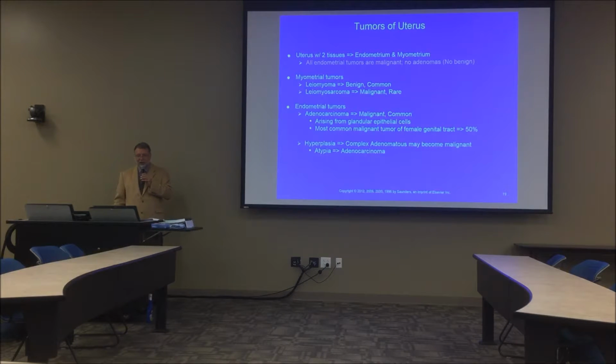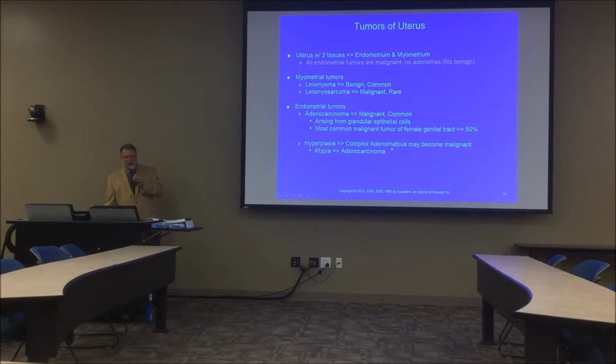The uterus will have 2 types of tissues, endometrium and myometrium. An important thing to remember when we talk about neoplasias is that endometrial tumors are all malignant. There will be no adenomas as benign. The muscle layer will have either leiomyoma or leiomyosarcoma, the benign and malignant conditions. Endometrial tumors are glands, so adenocarcinoma is going to be the common denominator here, and it's the most common tumor of the female genital tract, accounting for 50%.